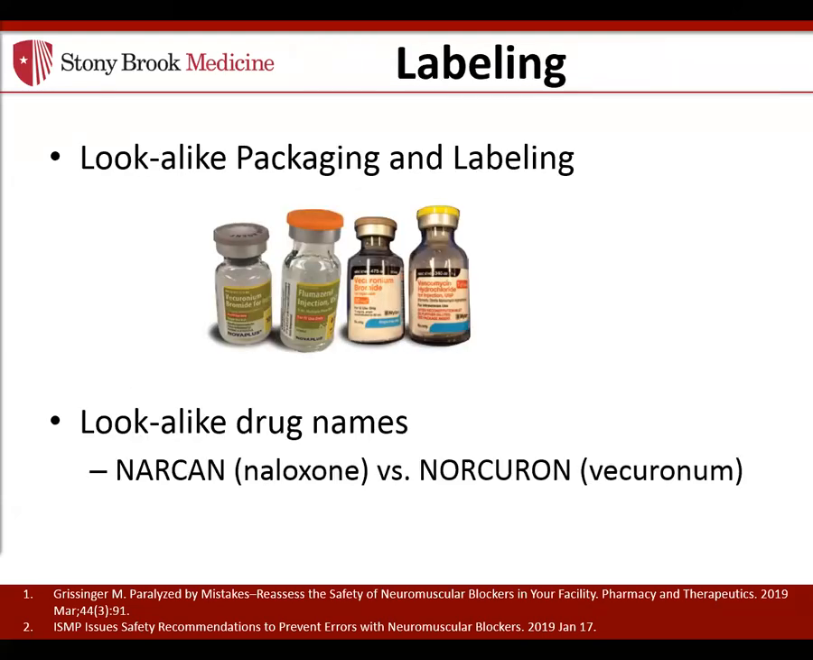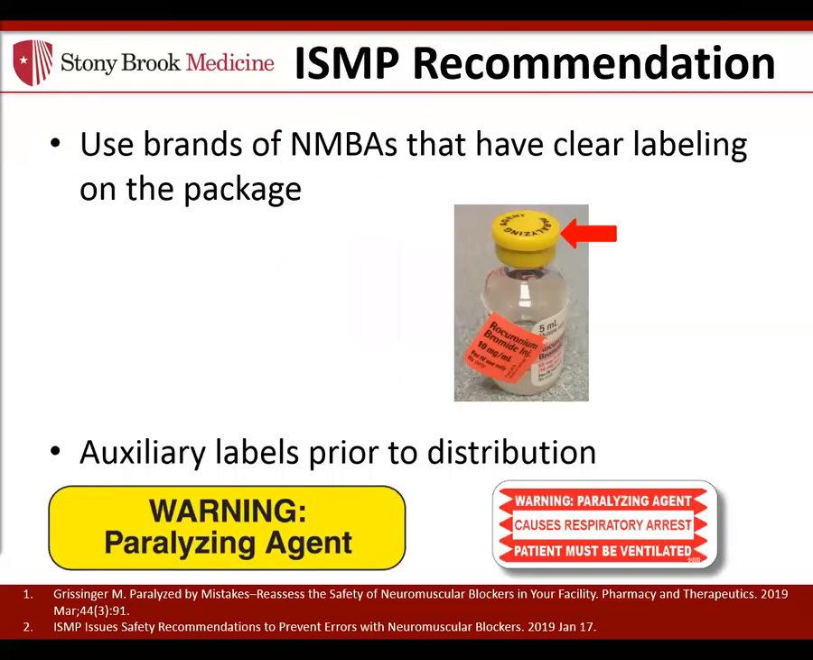ISMP also has specific recommendations regarding labeling to avoid look-alike, sound-alike medication errors. So ISMP recommends using the brands of neuromuscular blocking agents that have very clear labeling on the external label and the lid, which indicates that it is a paralyzing agent. ISMP also recommends placing auxiliary labels on all storage bins and final medication containers, indicating that it is a paralyzing agent, which could cause respiratory arrest. So again, the recommendation for labeling is just to make it as obvious as possible that it is a paralytic agent to prevent inadvertent administration to someone who is not ventilated.